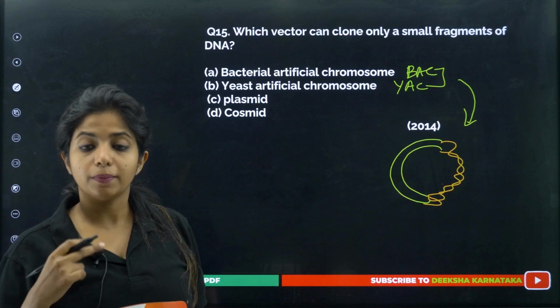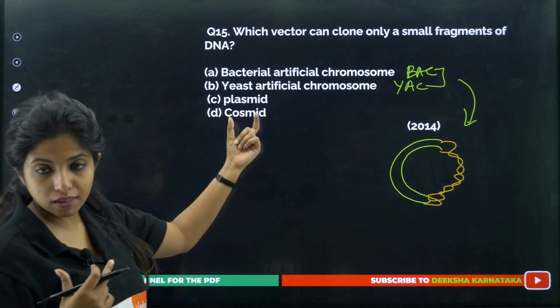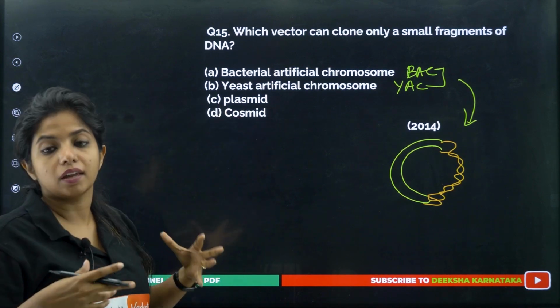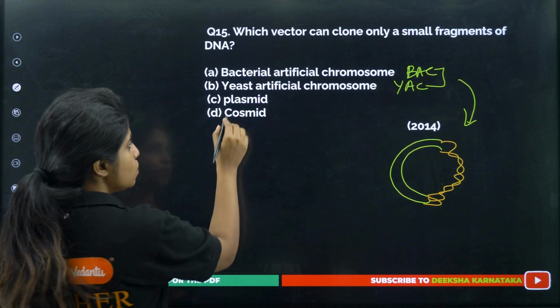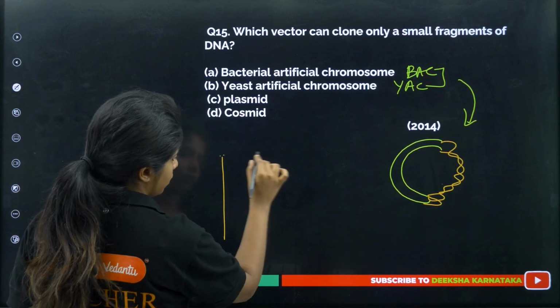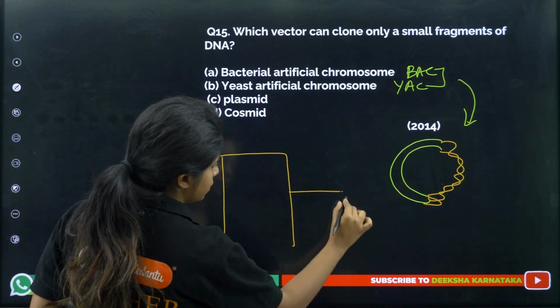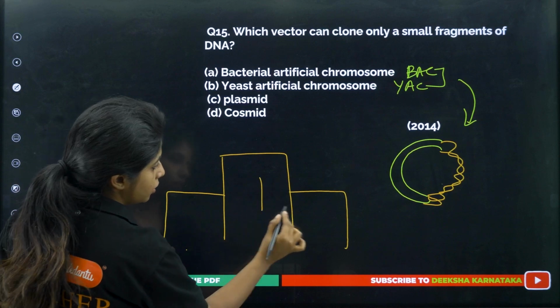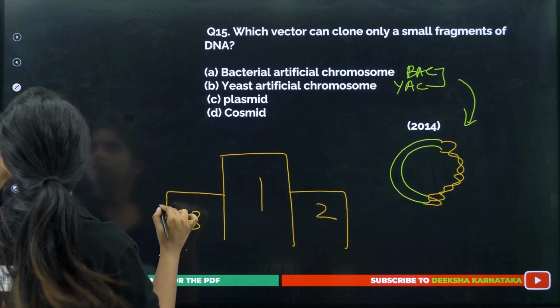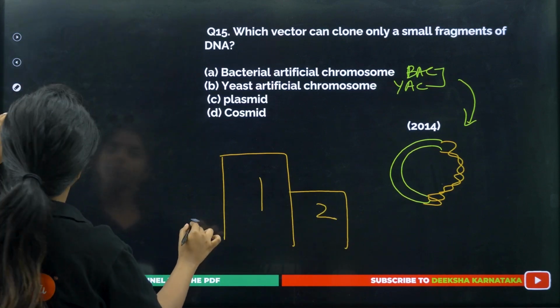But usually the plasmids, if you talk about plasmids, they have short fragments of DNA that can be inserted. So if you talk about the ranking, this is the first rank, this is the second rank, and this is the third rank. This is first, this is second, and this is third. I made it a little top.